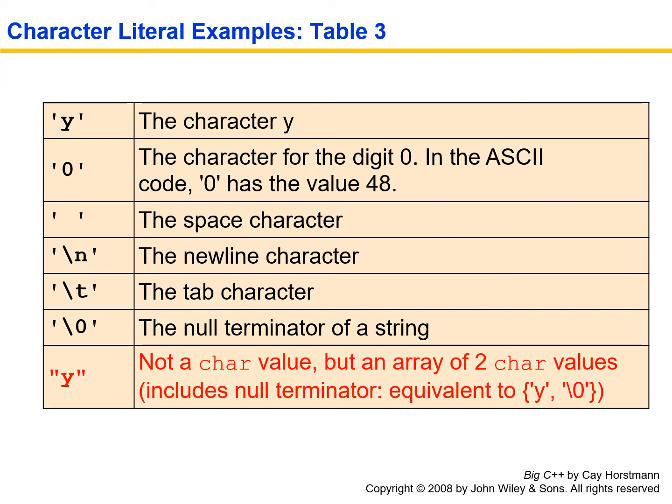Note that if I put double quotes around y, it will not be interpreted as a char value, but as a C string, as an array of 2 character values, y followed by a null character terminator. That will be interpreted as a string.